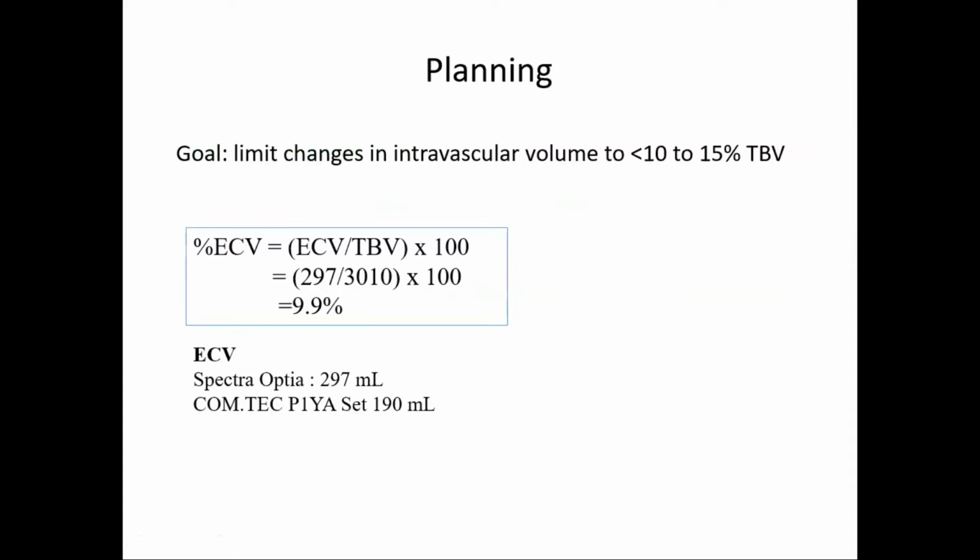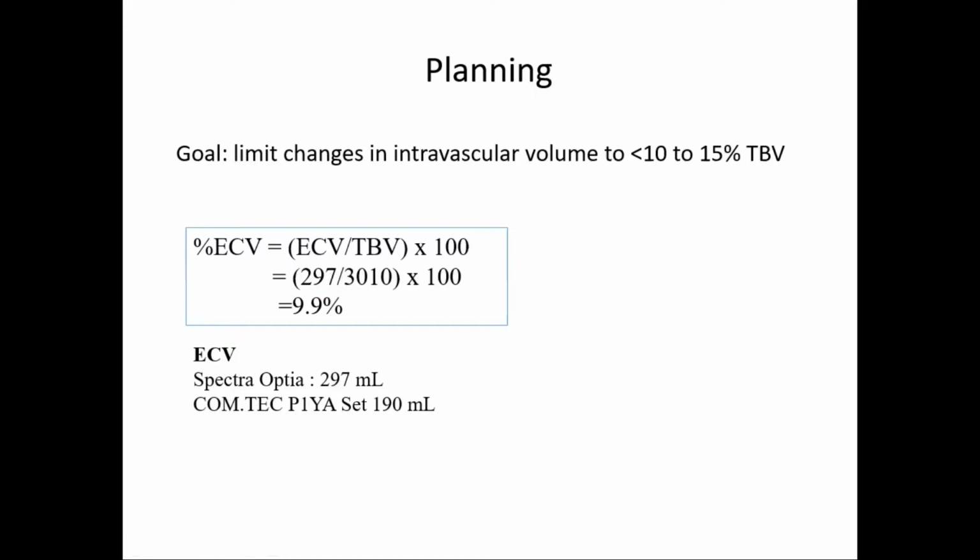So we know the ECV of the circuit, we know the blood volume of the recipient on whom you are going to do the procedure, and you divide one by the other. So the extracorporeal volume of the Optia machine is 300 ml, and the blood volume of the child is 3000 ml. So the percentage extracorporeal volume of the child is 10%.